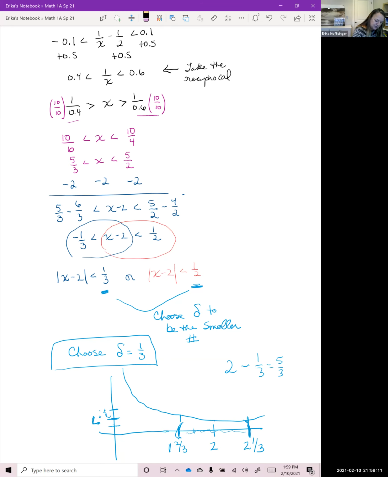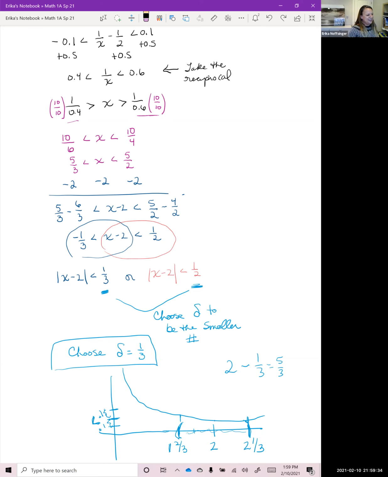My drawing is not to scale, so it's a little hard to see. But if it was drawn to scale, it would be that much better. That's the idea behind it.